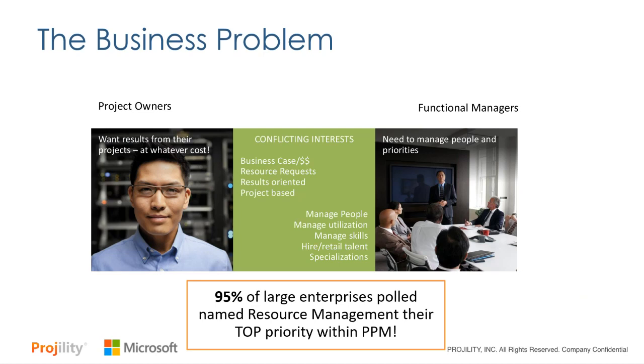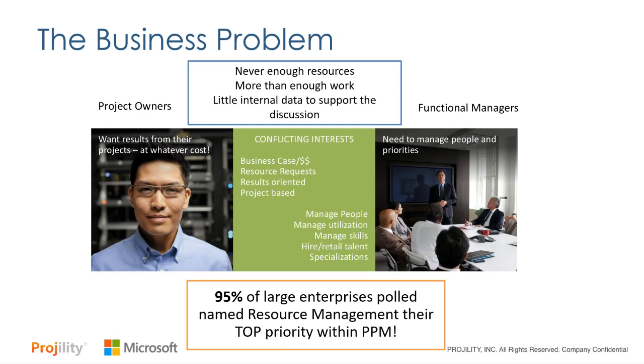In doing some research based off our clients over the last 12 years, we found that 95% of them named resource management to be their top priority as they think about rolling out a project and portfolio management process, updating their people with good procedures, as well as rolling out a technology. So if this is something in some of the pain points you find, you never have enough people, you have more than enough work, you have very little internal data to really have a discussion about who are the right people and what's their availability.